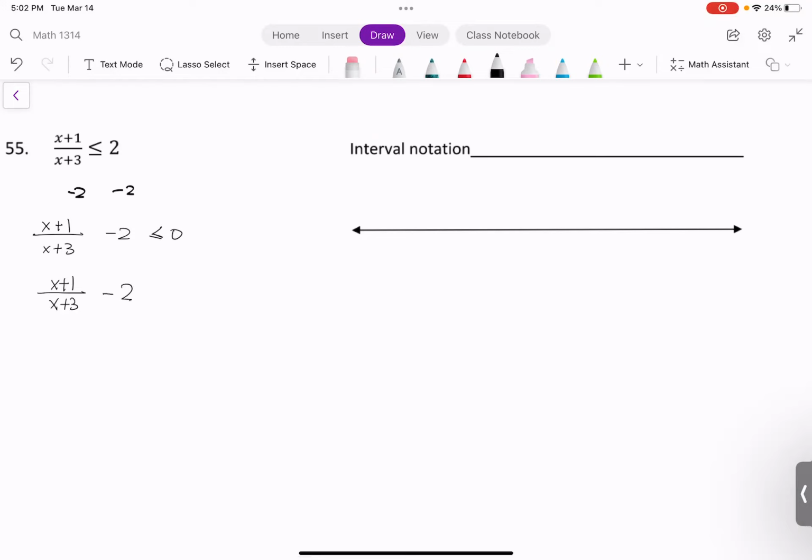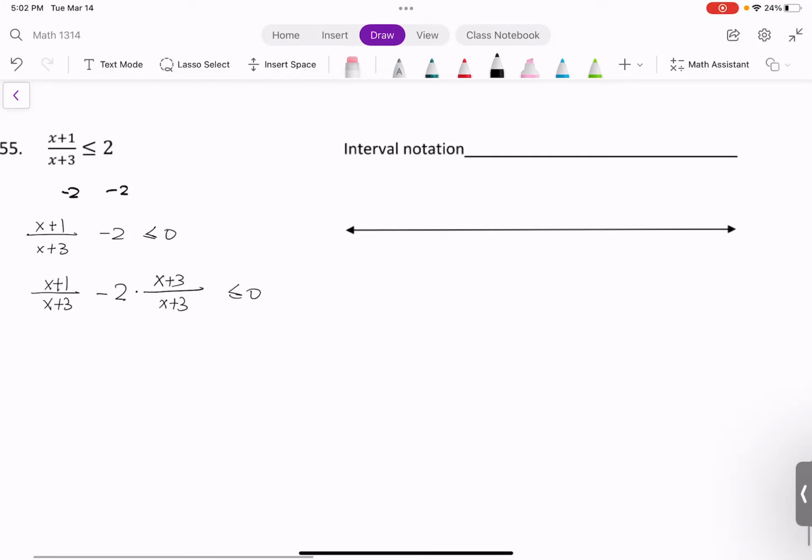For the second term, 2, I can multiply the top and bottom by x plus 3. Now I have the bottom x plus 3, and then combine them. (x plus 1) over (x plus 3), minus 2 times (x plus 3) over (x plus 3), less than or equal to 0. They have the same bottom, x plus 3, so combine on the top: x plus 1 minus 2 times (x plus 3).